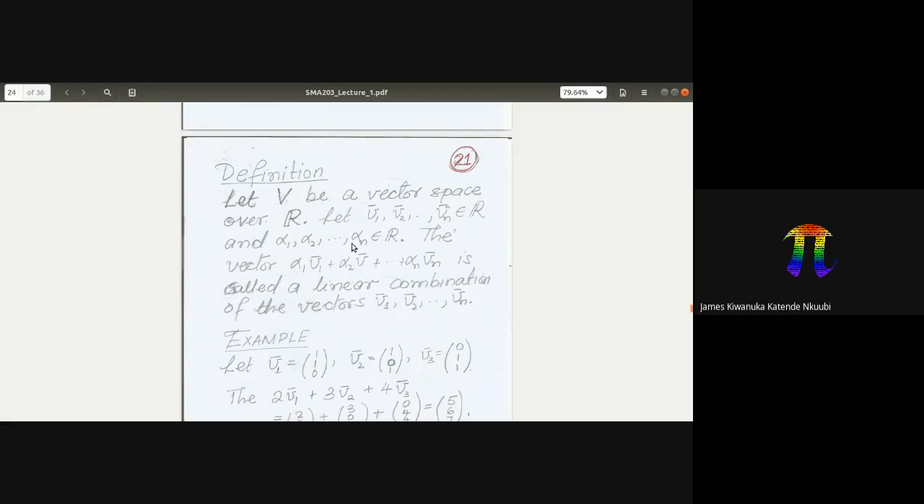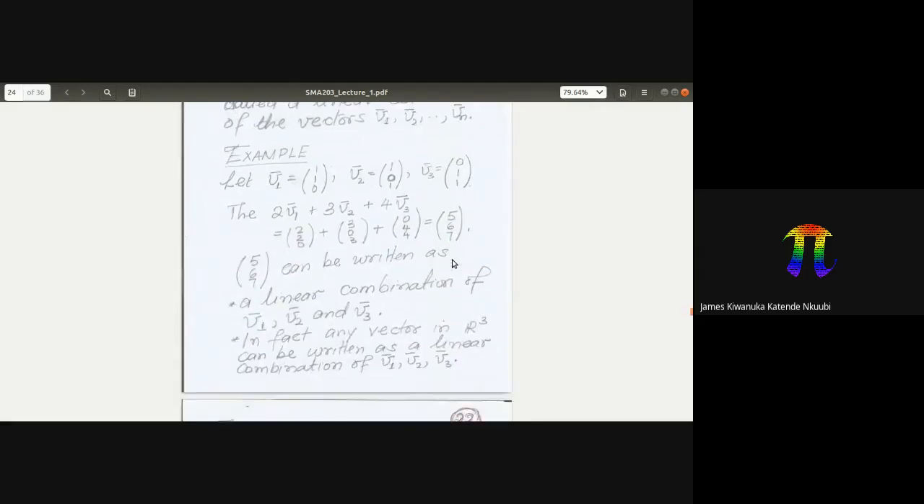So alpha 1 up to alpha n are scalars. And so this expression here is what we call the linear combination of the vectors v1 up to vn. What this simply means is that you multiply each vector by a scalar, and then you add them. Then what you end up with will be a linear combination of the vectors, as we did in the first example.